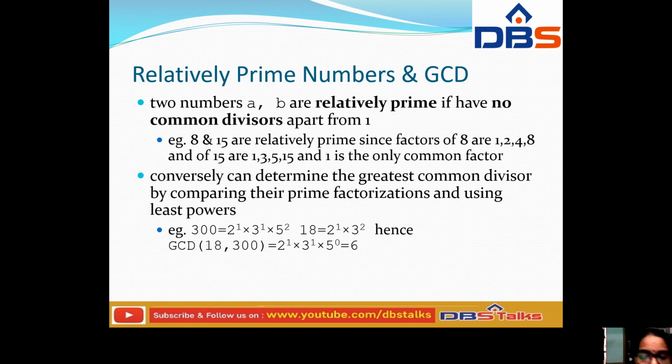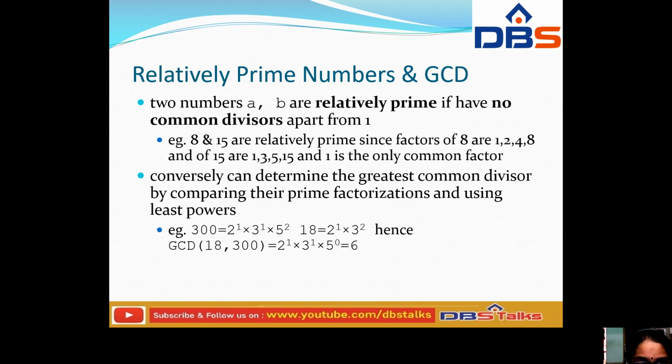Here you observed how we find the GCD of two numbers. First, you have to find the prime factorization of the first number, and next the prime factorization of the second number. Then you compare both prime factorizations. 2 power 1, 3 power 1 into 5 square, just like that. You observe that the common factors are 2 power 1 into 3 power 1. So the greatest common divisor for these two numbers is 6.